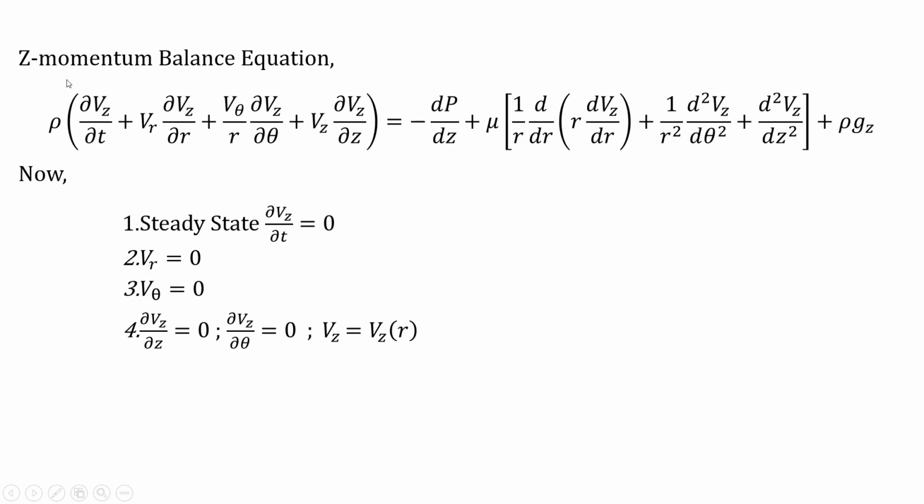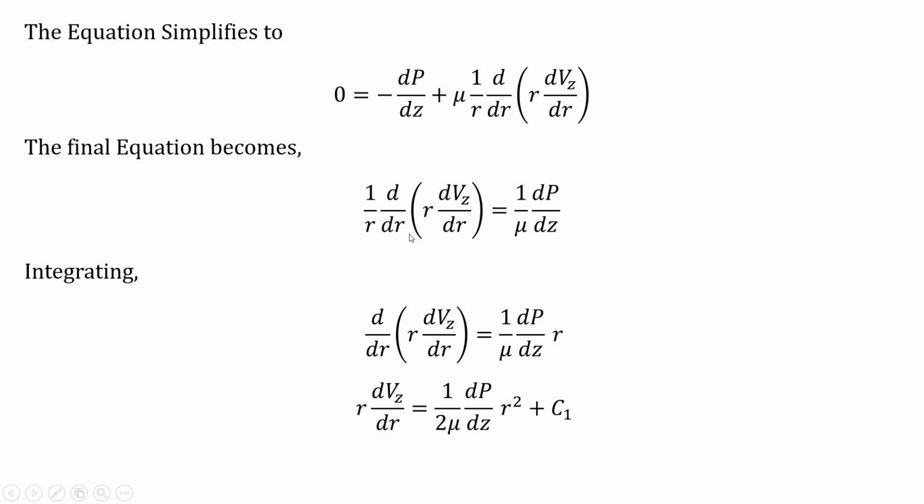So let's start. Now this is the z momentum balance in cylindrical coordinates, and let's revisit the conditions once. So dVz by dt will be 0 due to steady state. Vr is 0 in this problem, so this term will be 0. V theta is also 0 in this problem, so this term will be 0. Now dVz by dz is 0 due to fully developed flow. dVz by d theta is 0, and Vz is not a function of z, so this term will go to 0, and Vz is not a function of theta, so this term will also go to 0. So the z momentum balance becomes: minus dp by dz plus mu 1 by r d by dr of r dVz by dr equals 0.